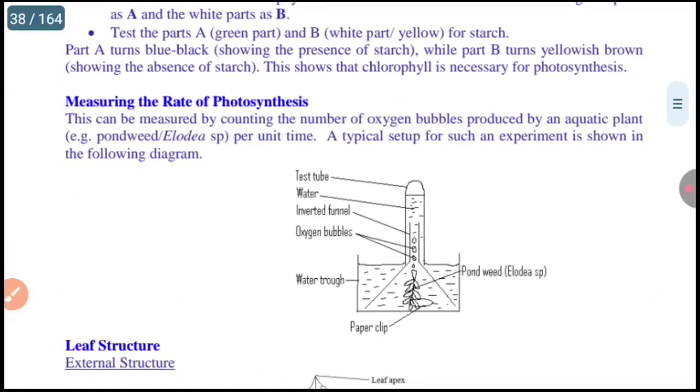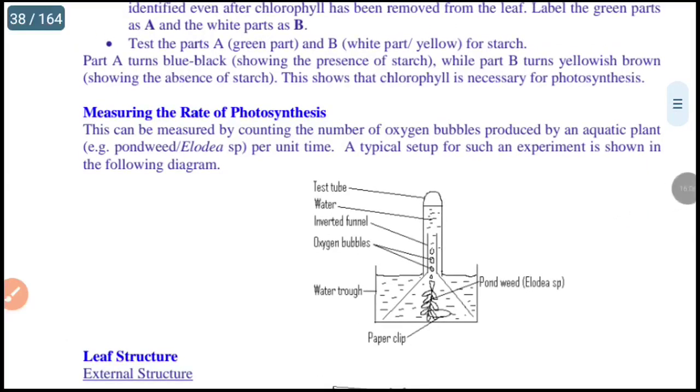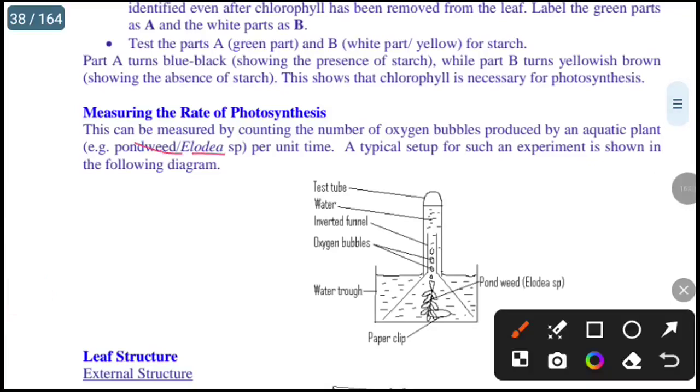So we go to measuring the rate of photosynthesis. This can be measured by counting the number of oxygen bubbles produced by an aquatic plant, an example is pondweed, Elodea sp., per unit time. A typical setup for such an experiment is shown in the following diagram.